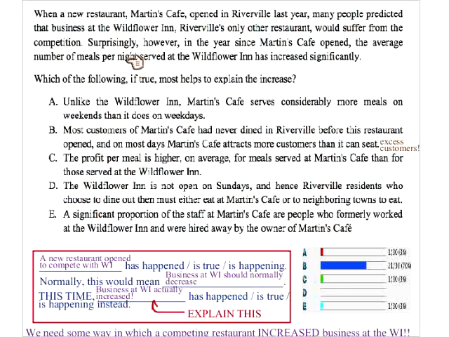So notice how this box helps. If you can fill in the blanks, you got to crystallize exactly what it is that you're trying to explain. If you can do that, then you're going to be good. We got one more. Let's take a look.